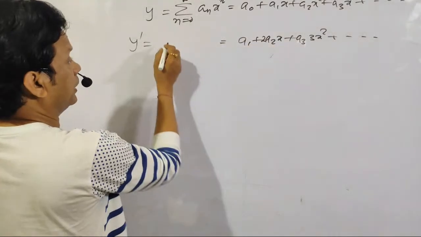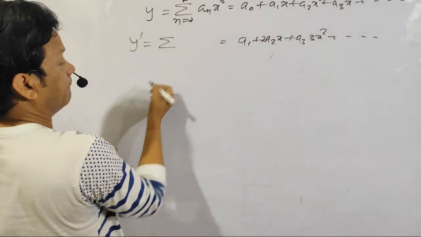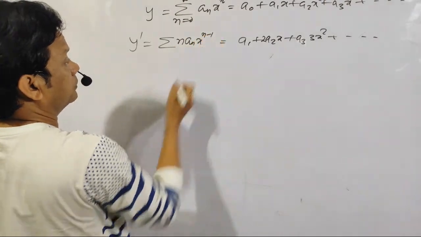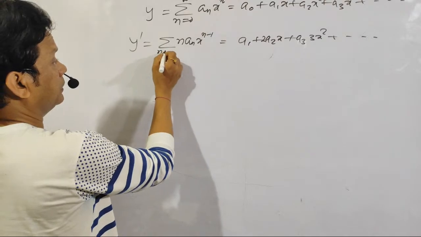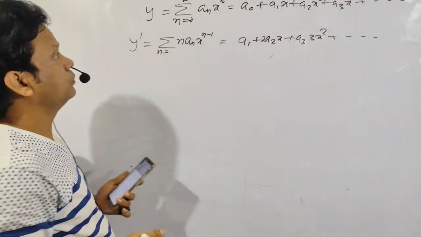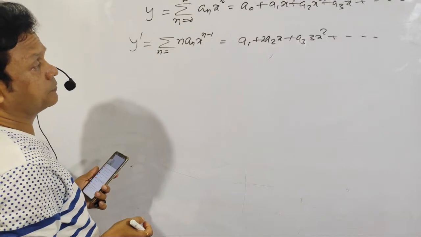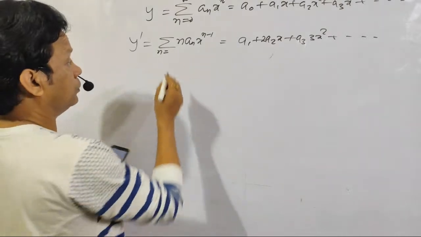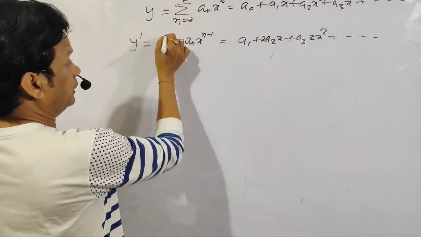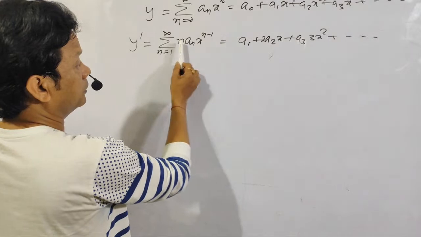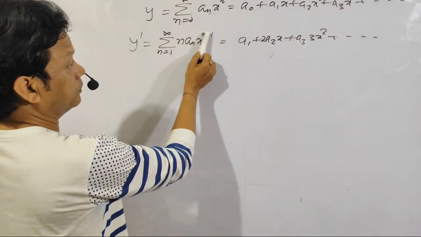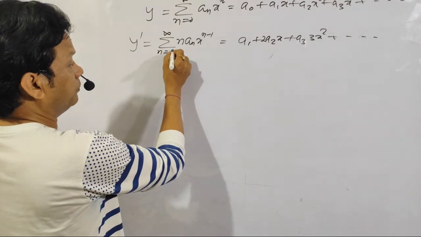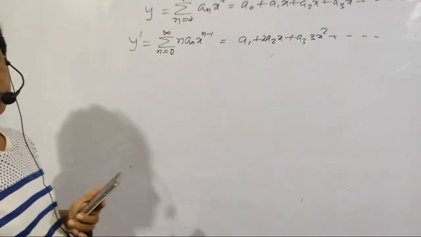And this series can be written as summation n into an into x to the power n minus 1. And here, if you let n is equal to 0 to infinity, practically it starts from n is equal to 1. But you can write n is equal to 0 also. See here, a1, x to the power 1 minus 1 is 0, so a1. But there will be no problem if you write from n is equal to 0 to infinity.